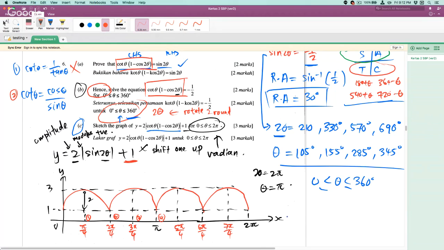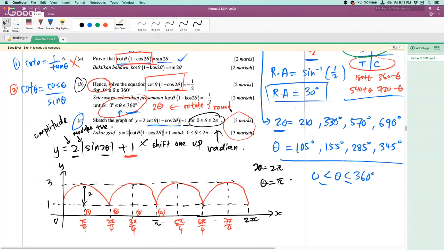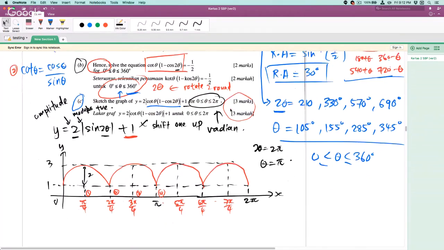So basically it's very easy. You just remember 1 pi, 2 pi, 3 pi, 4 pi, 5 pi, 6 pi, 7 pi, and 8 pi. This is how I label it, and then you can easily get the 3 marks. So far so good. If you can understand, I'm going to move on.